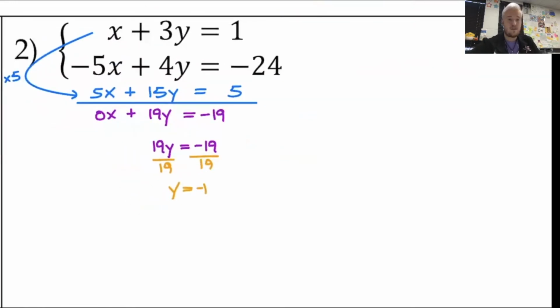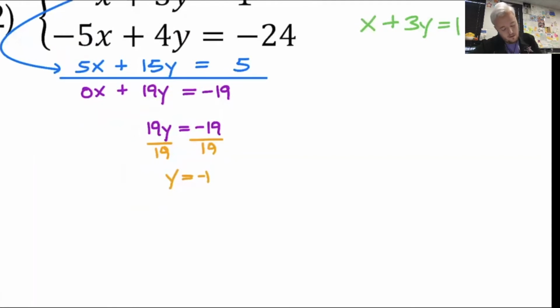So now we need to solve for the x value. So I'm going to take that y value that I just found and plug it in to one of my equations. Doesn't matter which one, but considering I want small numbers, I'm going to use this top equation. So I'm going to use x plus 3y equals 1. So I have x plus 3(-1) equals 1.